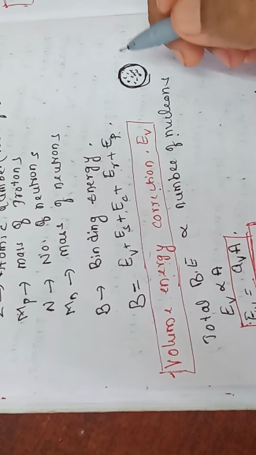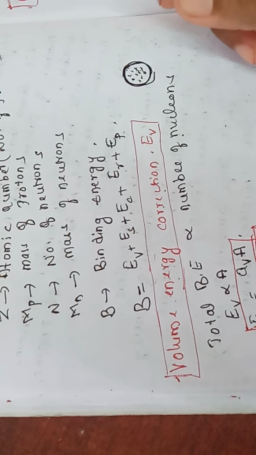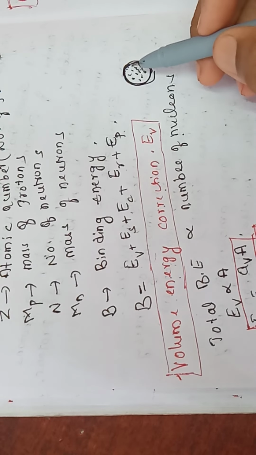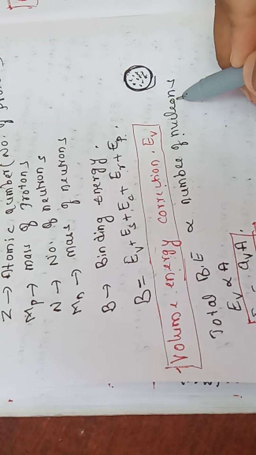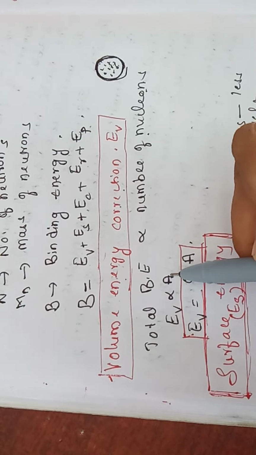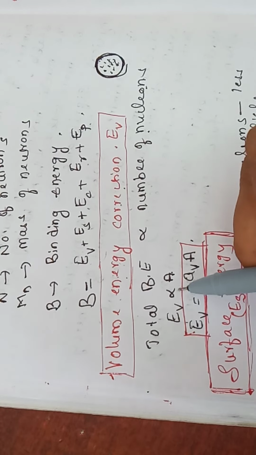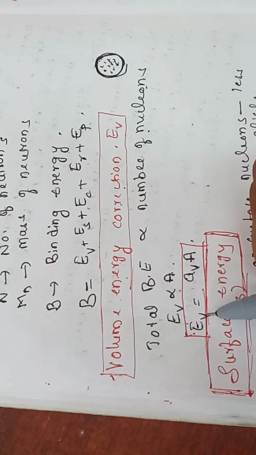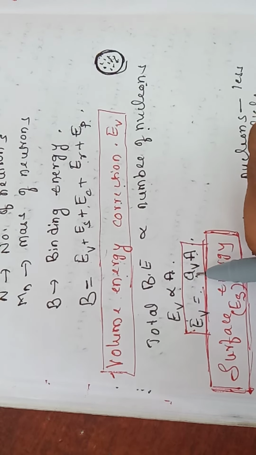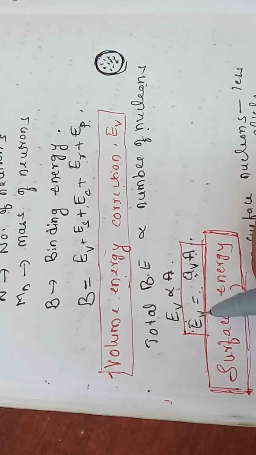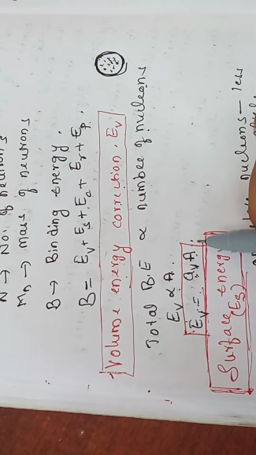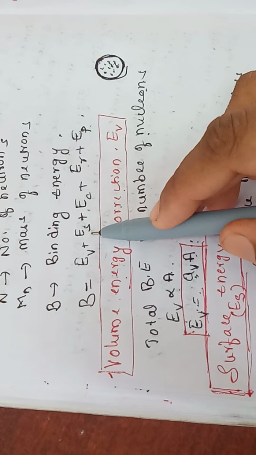So binding energy means what? Either binding of nucleons or splitting of nucleons, we said. So binding energy is directly proportional to the number of nucleons. Number of nucleons is nothing but the mass number. EV proportional to A, where EV equal to AV times A, AV we call proportionality constant. So this is the formula for volume energy correction, AV A.